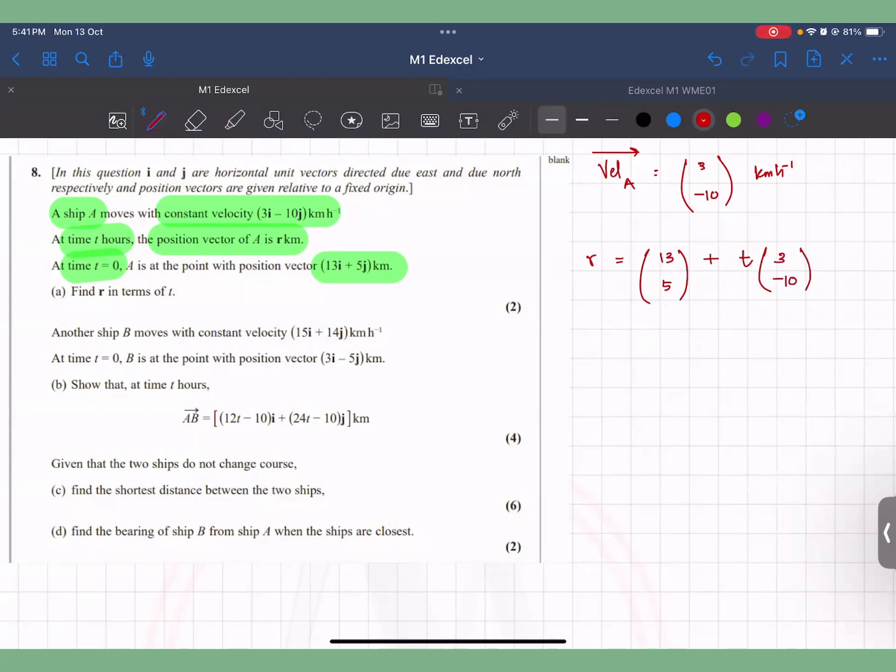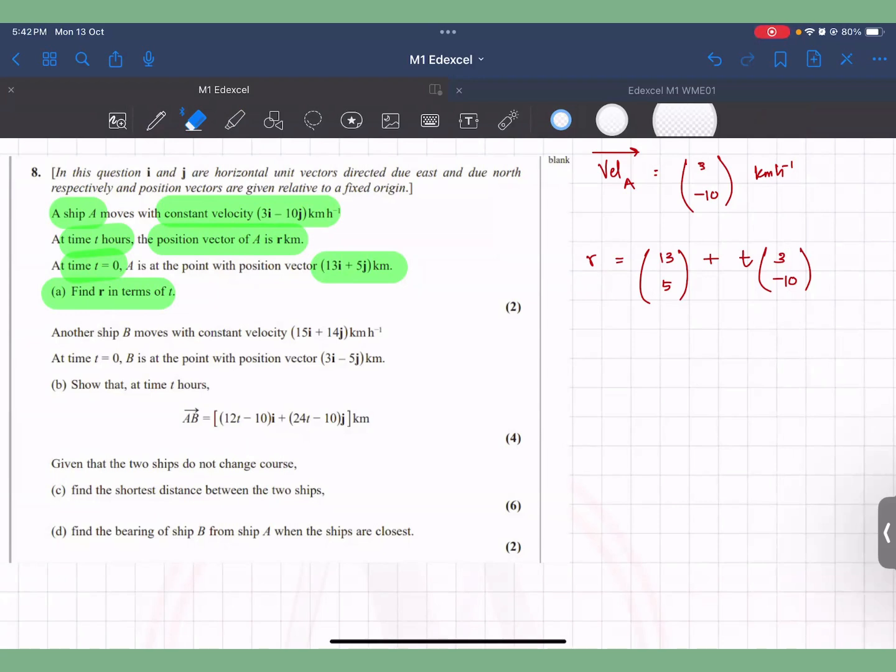So find R in terms of t. You have found it. So 2 marks. Easy 2 marks. That's what they ask you. Find R. R is the new position vector, the general position vector of the ship A after time t hours. So the old position vector plus velocity times time will give you the displacement. So how much it has displaced, you add them up, you will get the new position vector.